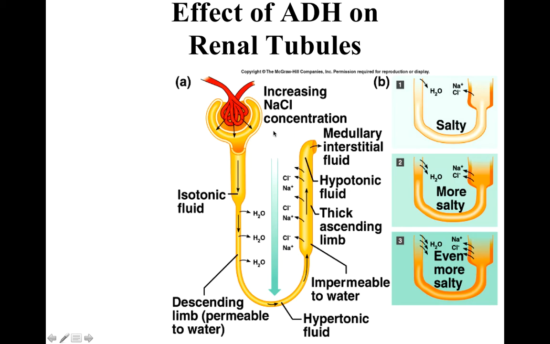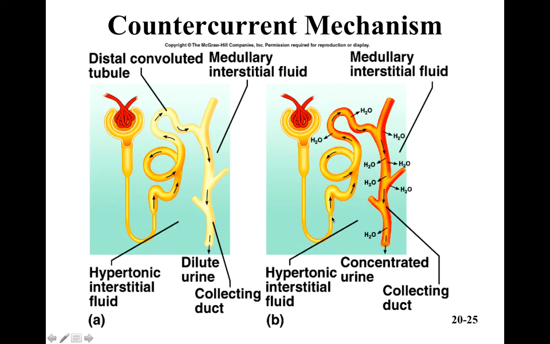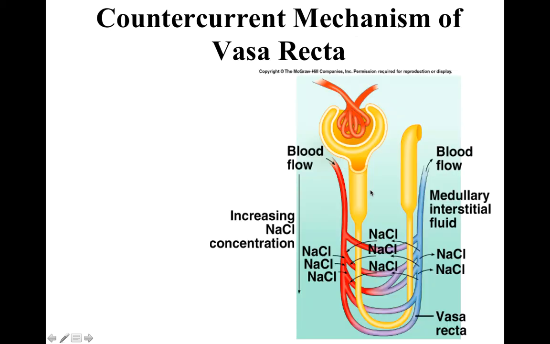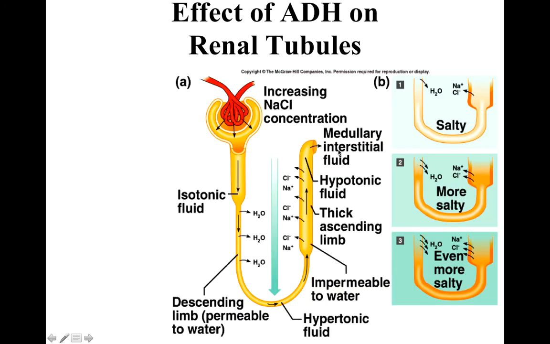But when we have ADH, the distal convoluted tubule and the collecting duct become permeable to water, so water can pass through it. So with ADH, water gets reabsorbed by osmosis into the hypertonic medullary interstitial fluid. And we just talked back here about how we make this hypertonic. So remember, ADH is secreted in response to low blood pressure. And if we want to keep water in the system, the ADH makes the distal convoluted tubule and the collecting duct permeable to water.